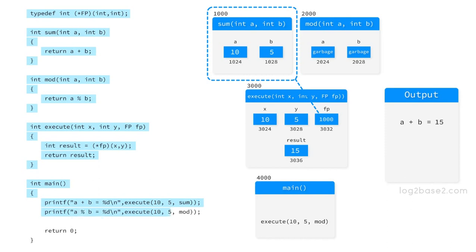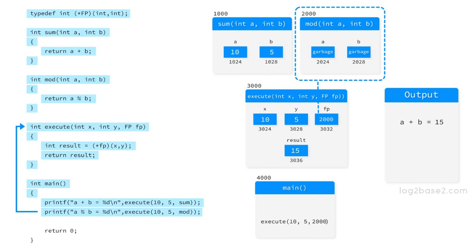Next we have execute of 10, 5, mod. Mod, which is the name of the function, holds its base address 2000. So we are passing the address of function mod to the execute function. So control goes to the execute function. There we have parameters x, y and function pointer fp of type fp. So 10, 5 and the address 2000 will be stored in these. Next we have result equal to star fp of x, y. Since fp contains the address 2000, this line of code will be calling the function mod.